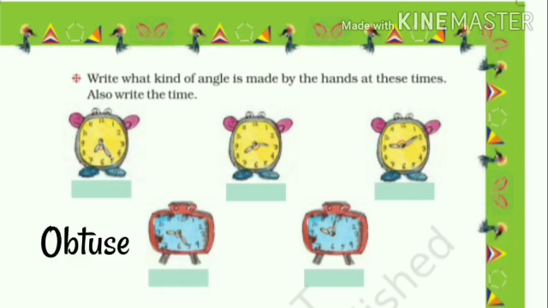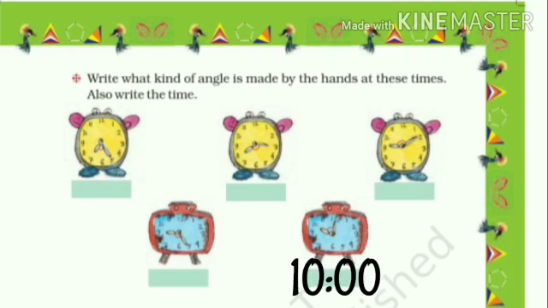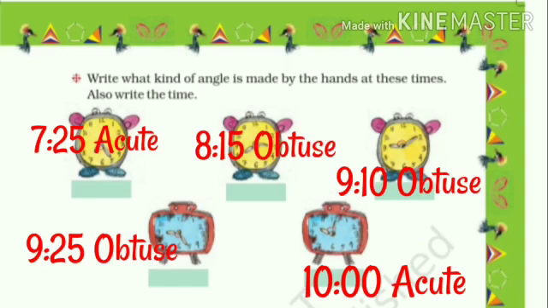And the last one shows 10 o'clock. Hour hand is on 10 and minute hand is on 12. So it is not a right angle and it is not more than the right angle, so it is less than the right angle, means it is my acute angle. So students, do you understand how we are forming the angles and writing the time?